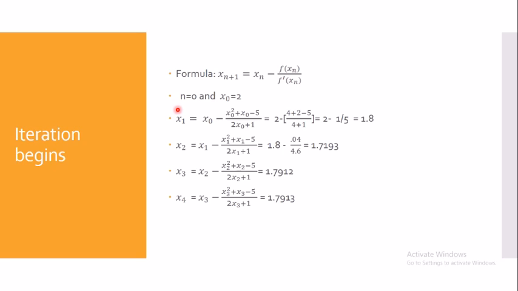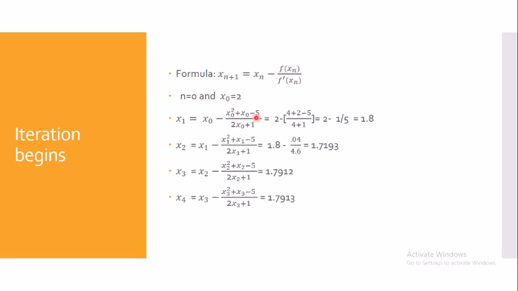Now the iteration, as usual, we begin from n is equal to 0, and we already have with us the initial root, and the initial root is x naught is equal to 2. So when we substitute n is equal to 0 in this particular formula, you get x1 is equal to what? X naught minus f of xn. F of xn, what is f of xn? Yes, xn square plus xn minus 5. But here you have to see that it should be x naught square, because you have already given n is equal to 0.